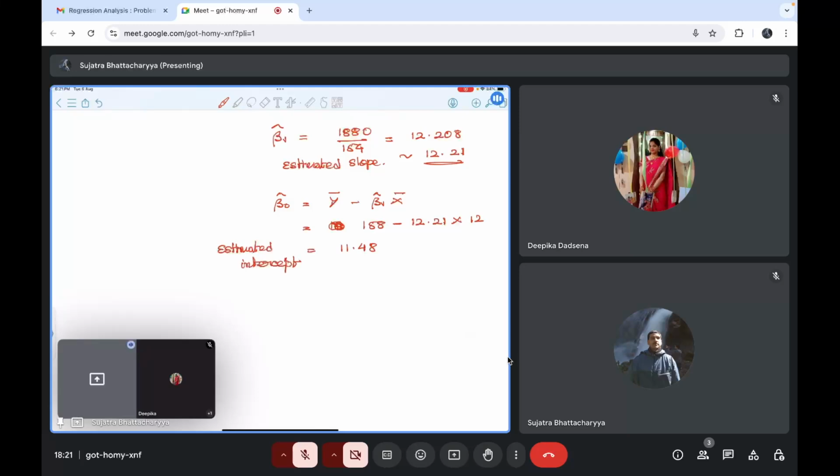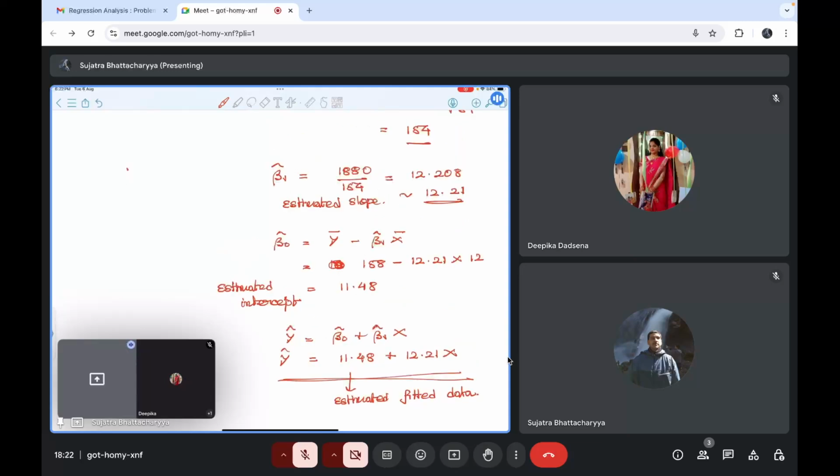Intercept. So now my estimated regression line becomes y hat is equal to beta naught hat plus beta 1 hat x. Right. So what is beta naught hat? It is 11.48, we have calculated. Beta 1 hat is 12.21 into x. So this is your y hat. This is now my new estimated line, straight line, or the fitted line. So this is the estimated fitted line, or fitted data, predicted data, whatever you want to say.